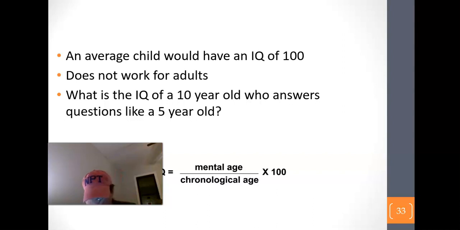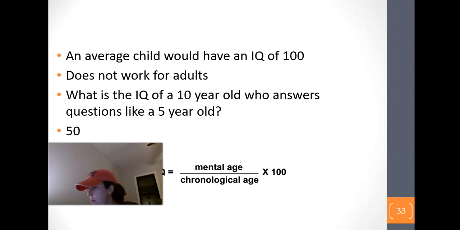I'm trying to think. There was a question on the test that said, what's the ratio of an average IQ score? And the ratio is 1 to 1 of average, because an average would be right at 1 over 1 times 100. So if a 10-year-old scores averagely, it's 10 over 10, which is 1 times 100. 1 over 1 was the answer.